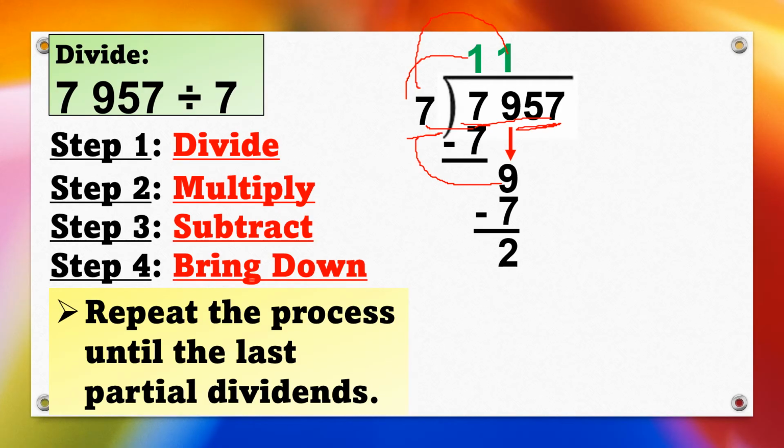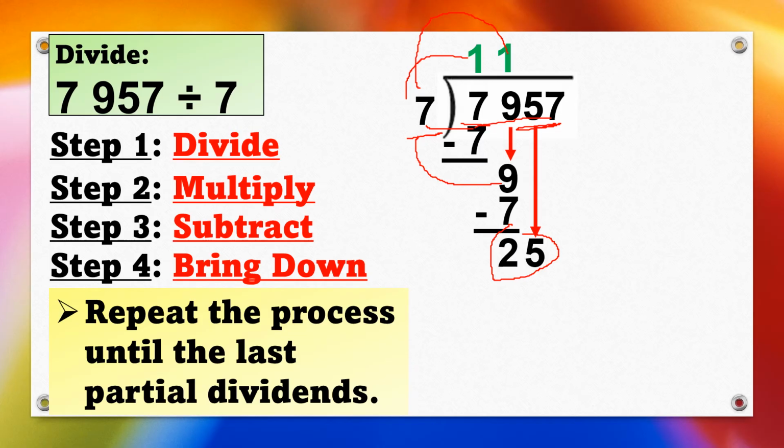5 and 7. What will be our next step? Yes, you're going to bring down. What digit are we going to bring down? Remember always that we're going to bring down one digit at a time. So the next digit that we're going to bring down is 5. We're going to write that beside 2. Okay? So this will be our next partial dividend. So we will repeat the process again. We will repeat from step number 1.